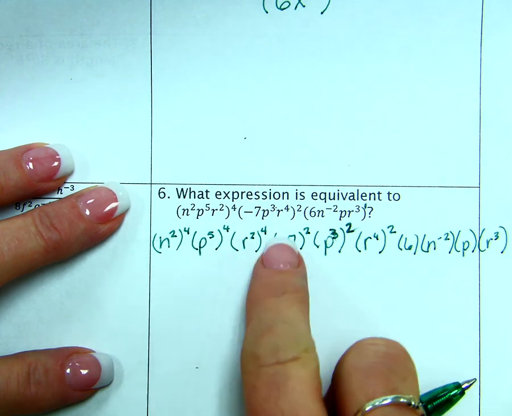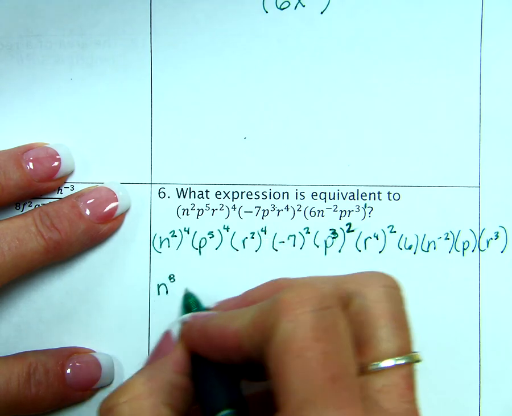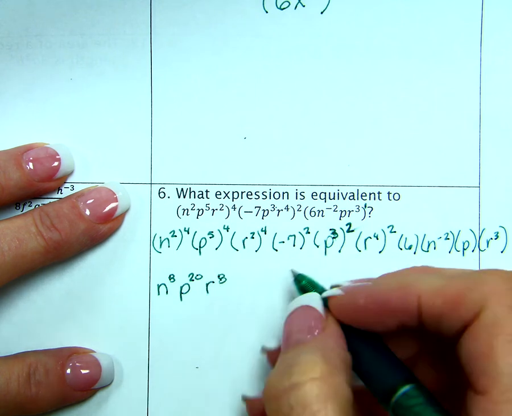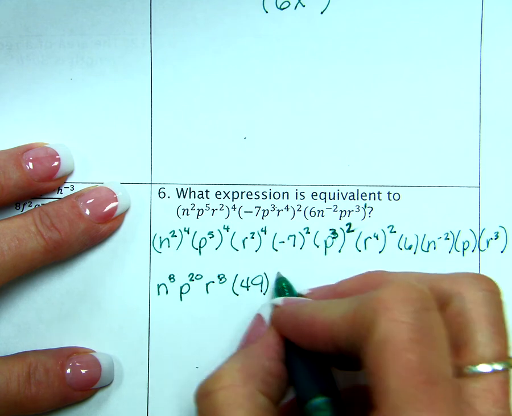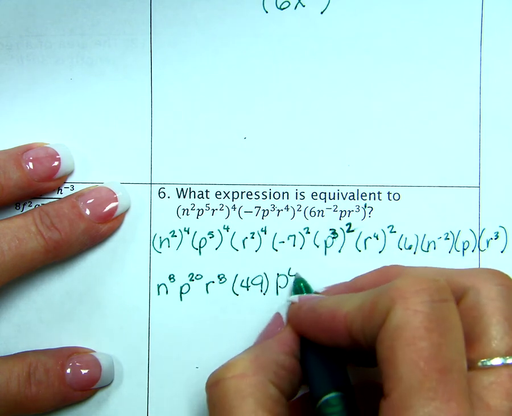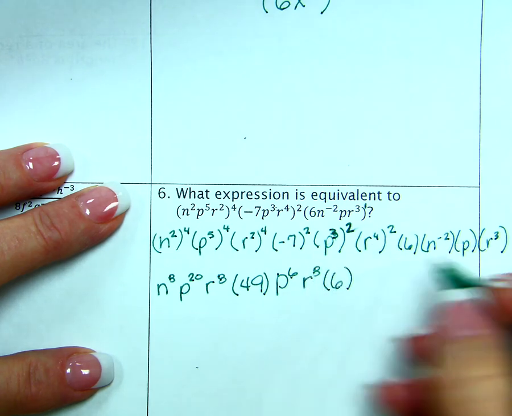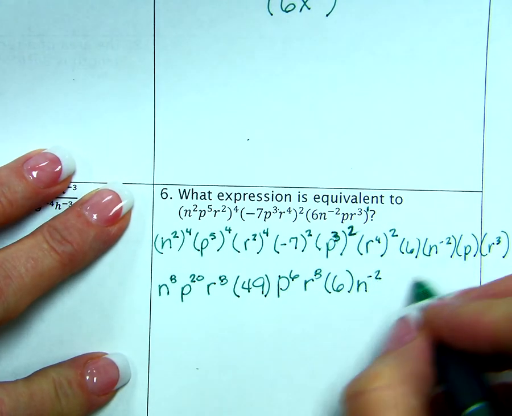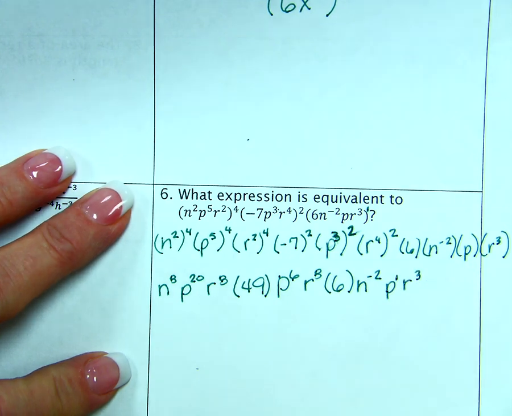Now we're going to simplify all of these power to a powers. So 2 times 4 is 8, so we have n to the 8th, p to the 20th, r to the 8th. Negative 7 squared is 49. Then this is going to be p to the 6th, r to the 8th. Then we have a 6. Then we have n to the negative 2, p, which is basically p to the 1st, and then r to the 3rd. So now we can start putting all our like things together.